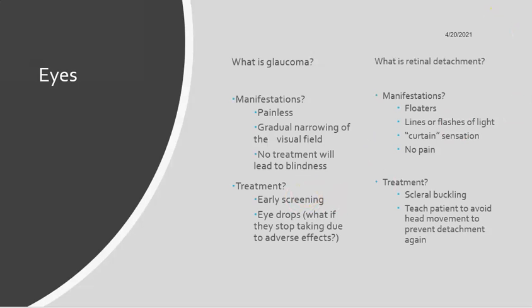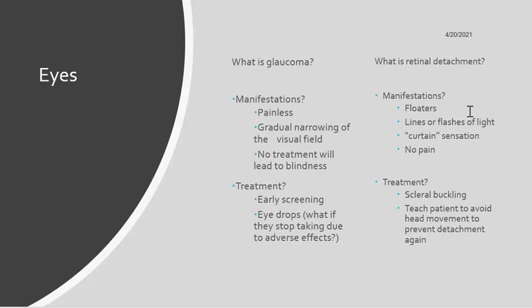Glaucoma. So manifestations: painless. It's a gradual narrowing of the visual field, and if you don't treat it, it's going to lead to blindness. Treatment's going to be early screening and eye drops, and those eye drops they're going to be taking for the rest of their life.